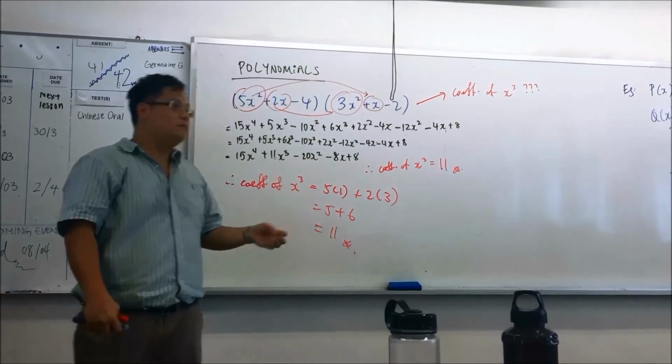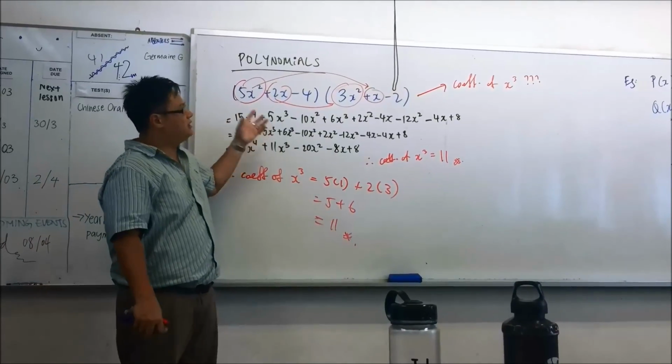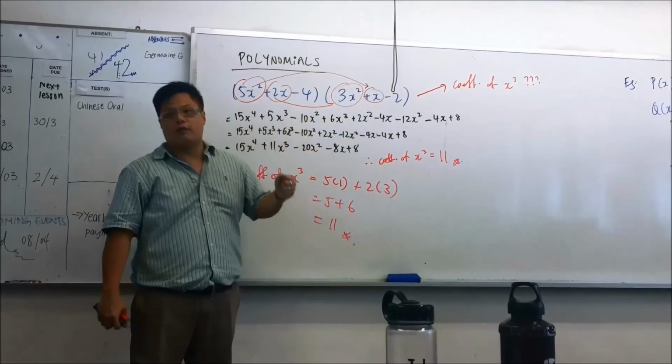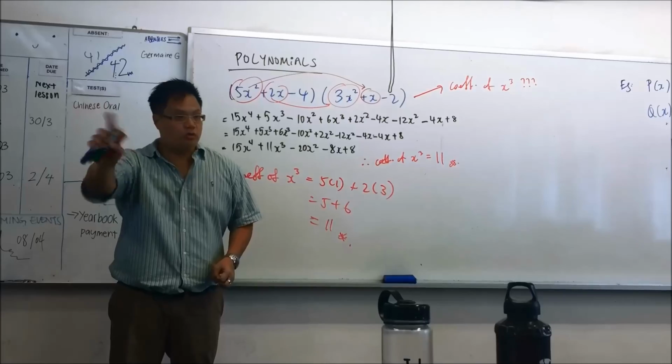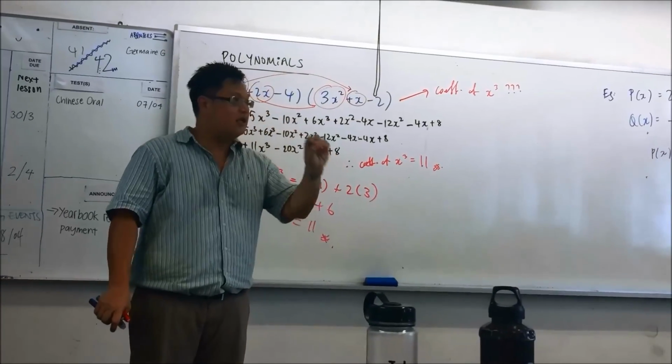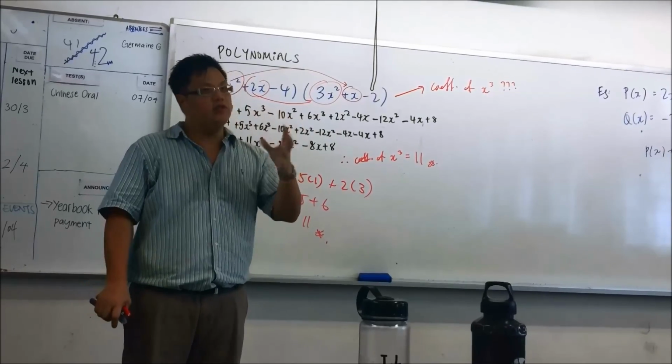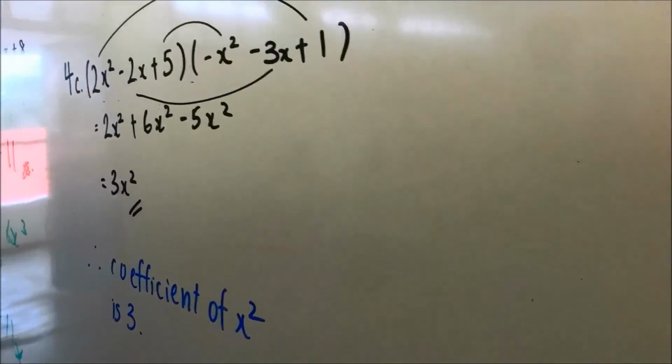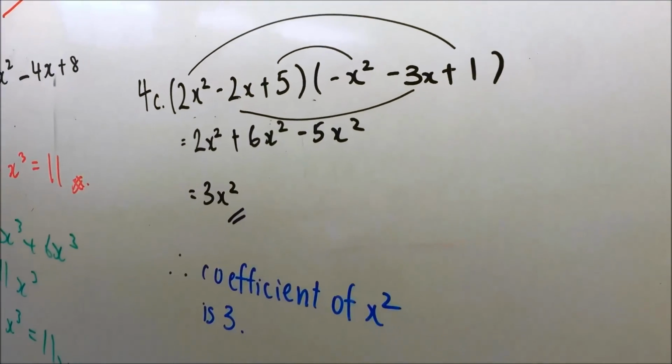I just want you to know, if we want to zoom in on a particular term when we multiply polynomials, there's no need to expand everything, no need. Just zoom in on certain terms and you'll get whatever you need. Is that alright? Okay, you take a look at this particular example done by Beverly.